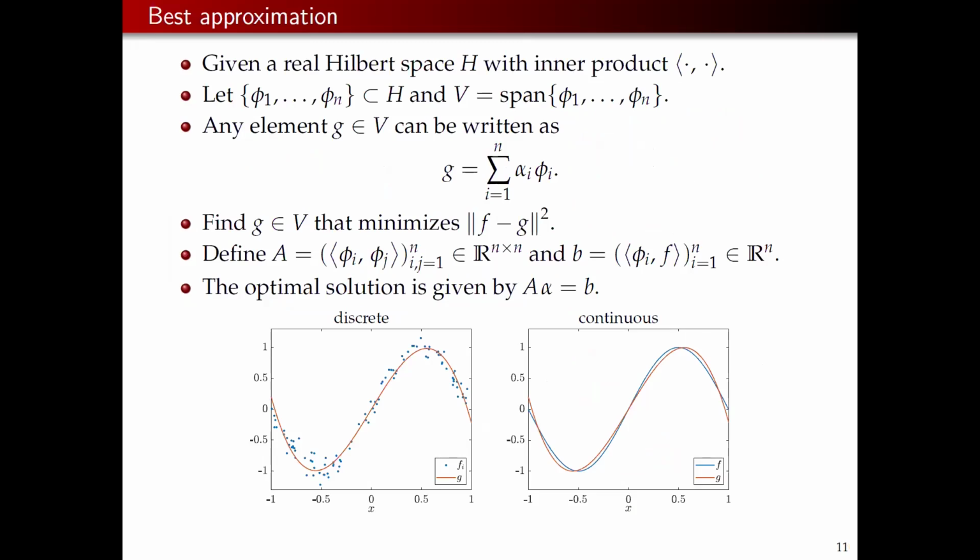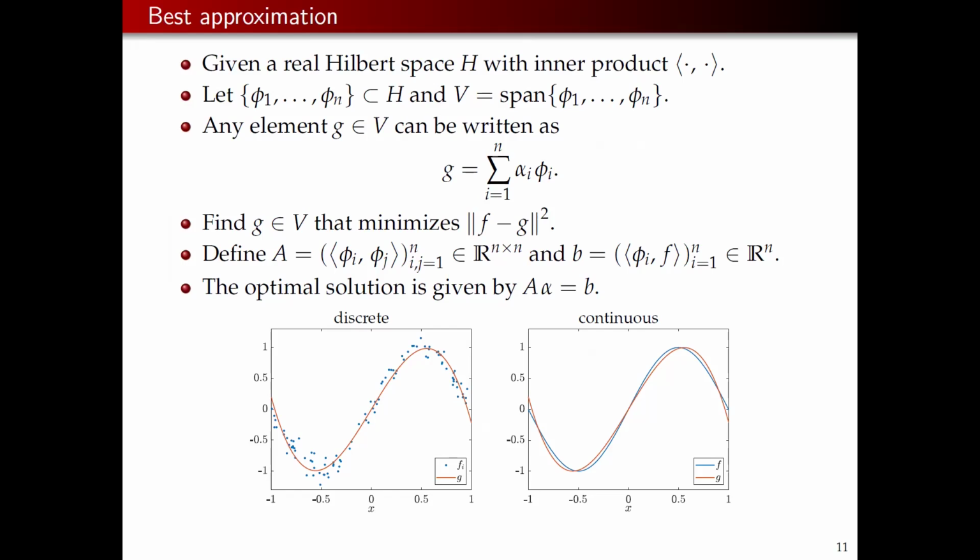So I mentioned already that this approach can be viewed as a best approximation. Best approximation simply means we have a Hilbert space of functions, and we consider a subspace that is spanned by our dictionary functions, and we want to find the best approximation in this Hilbert space that is contained in the subspace. This is a typical optimization problem. What you have to do is define this matrix A that contains all the inner products between all the basis functions, define this vector B here, and then solve this system of linear equations.